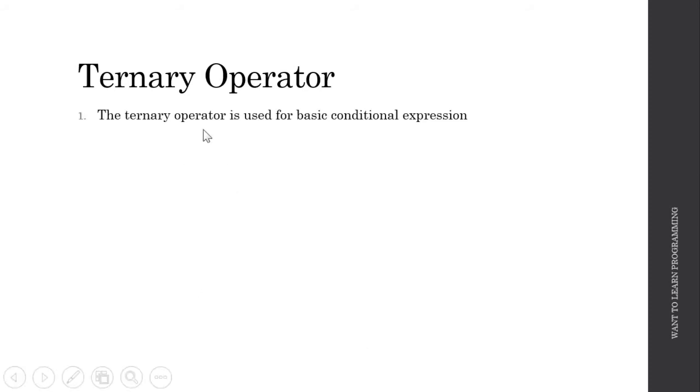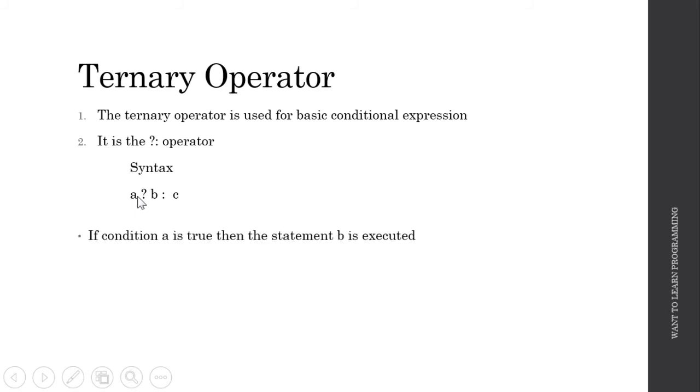The ternary operator is one of the operators in C. The ternary operator is used for basic conditional expressions. It is also called the question mark colon operator. So let's look at the syntax of this ternary operator: A question mark B colon C. As it is the ternary operator, it has three operands. So let's look at how this is done.